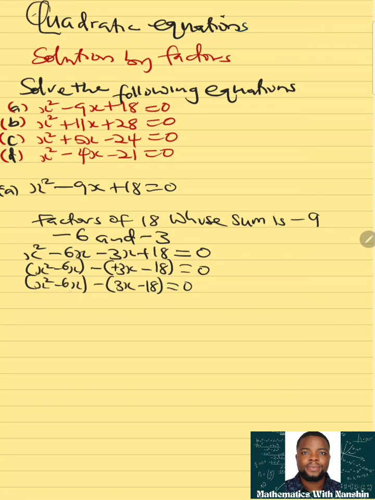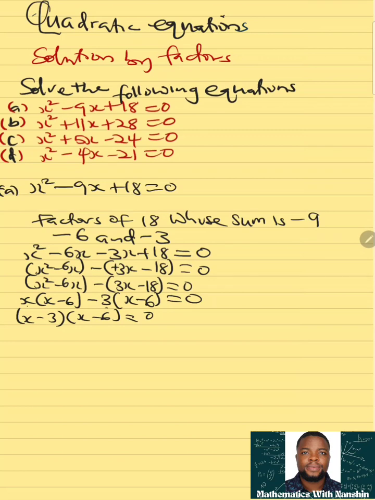So x is common in the first bracket. I'll take x outside. I'm left with x minus 6. Coming to the second bracket, 3 is common. I take 3 outside. So here I'm left with x, here I'm left with 6 because 3 will go into 18 6 times. Okay, so you group what is outside the bracket, this and this, you bring them together: x minus 3. The two brackets are the same, so you pick one.